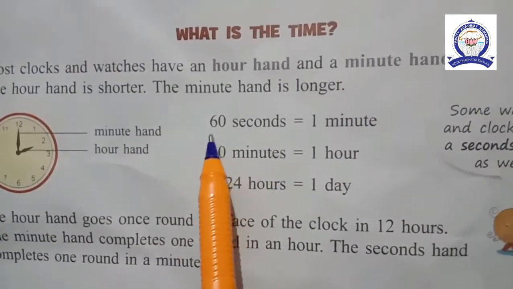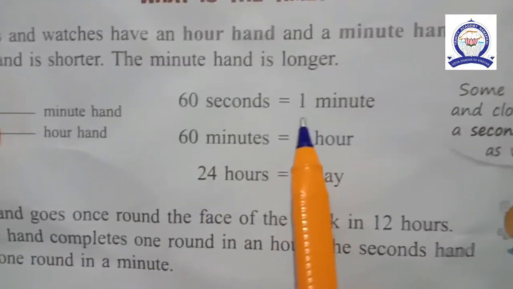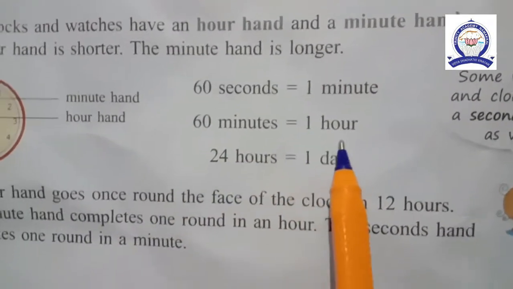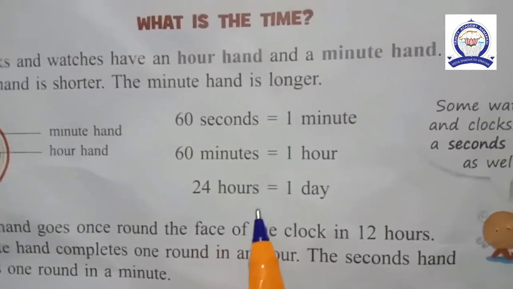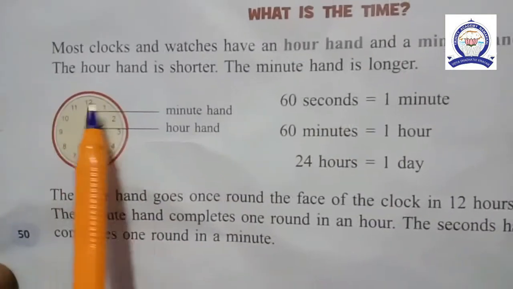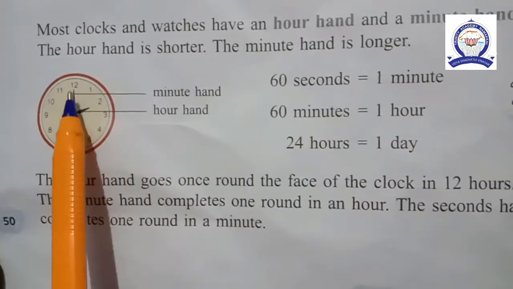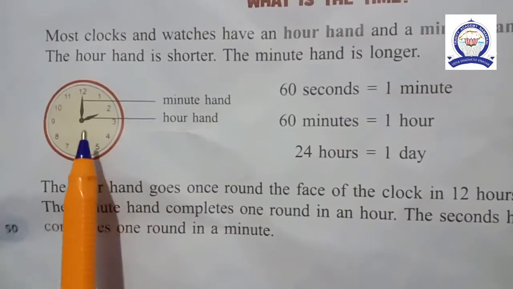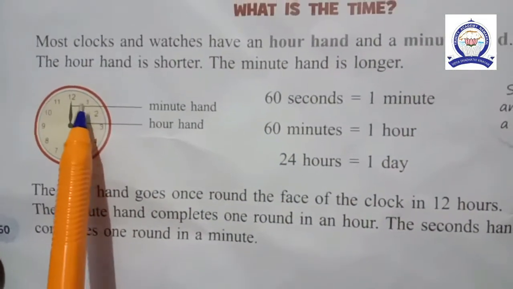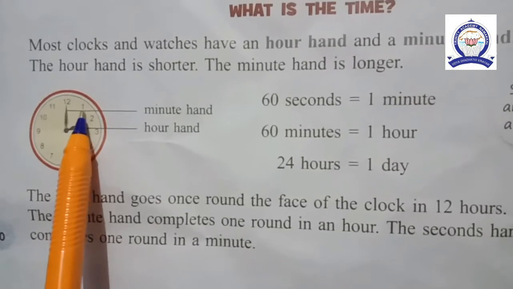See children, 60 seconds equal to 1 minute. 60 minutes equal to 1 hour. 24 hours equal to 1 day. In a clock, 12 numbers denote it. Okay children. 1 is measured in 5 minutes.